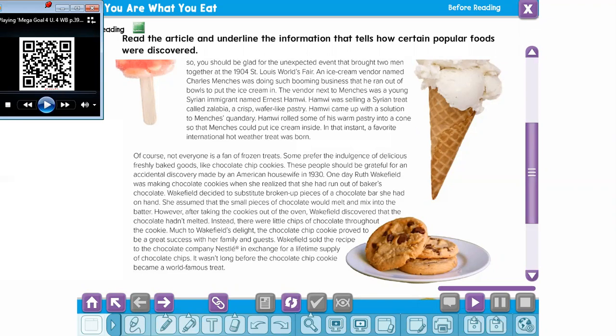throughout the cookies. The chocolate chip cookie, much to Wakefield's delight, proved to be a great success with her family and guests. Wakefield sold the recipe to the chocolate company Nestle in exchange for a lifetime supply of chocolate chips. It wasn't long before the chocolate chip cookie became a world famous treat.